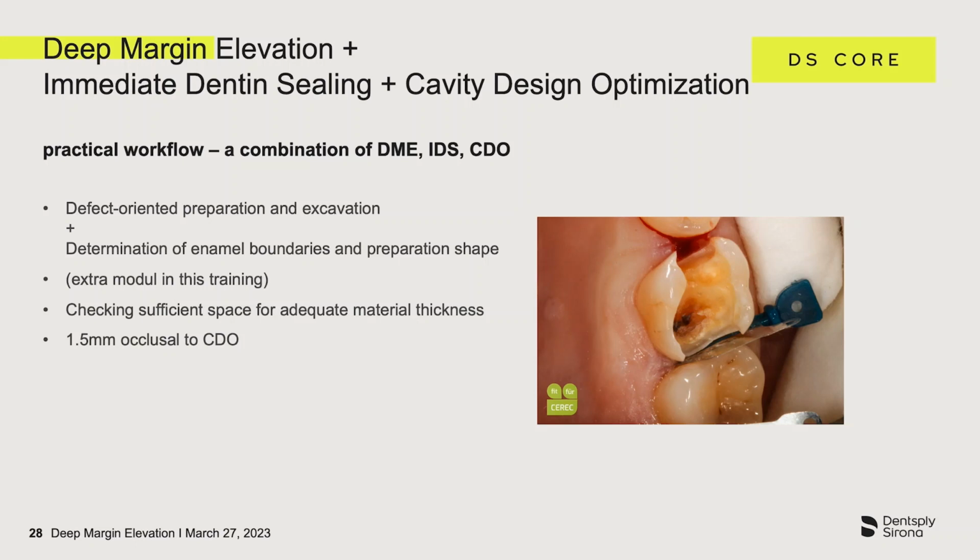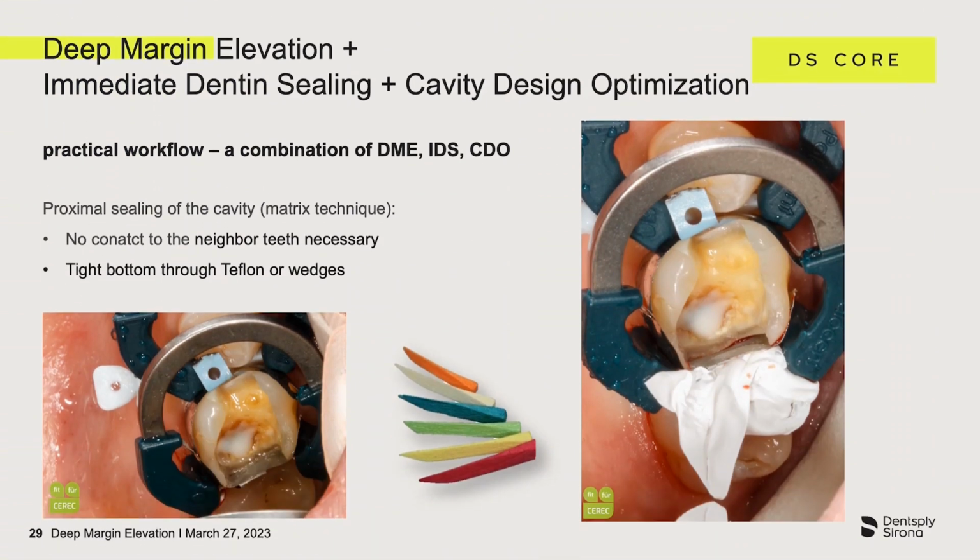The space requirement is checked. We need at least 1.5 millimeters of occlusal space. Once we have defined the preparation margins and rough preparation shape, the approximal filling can be done. This is done using the matrix technique.